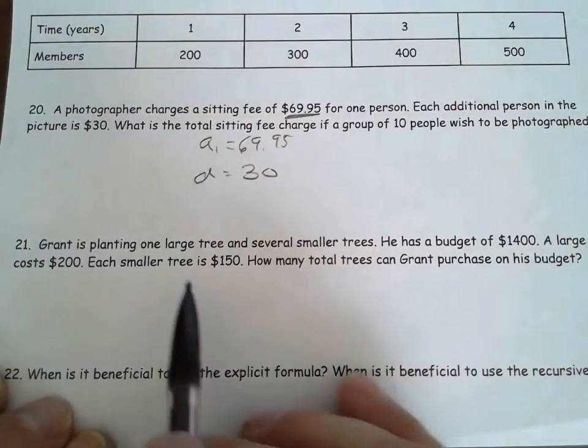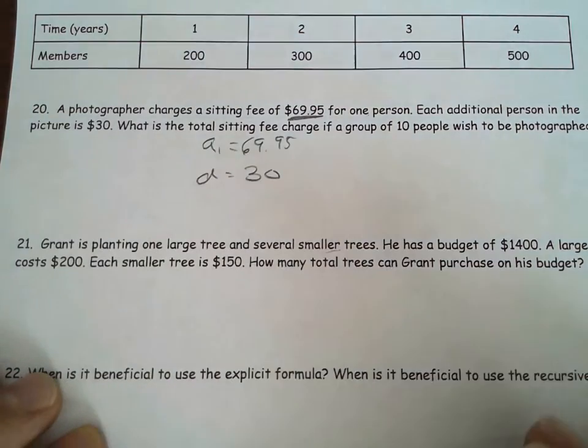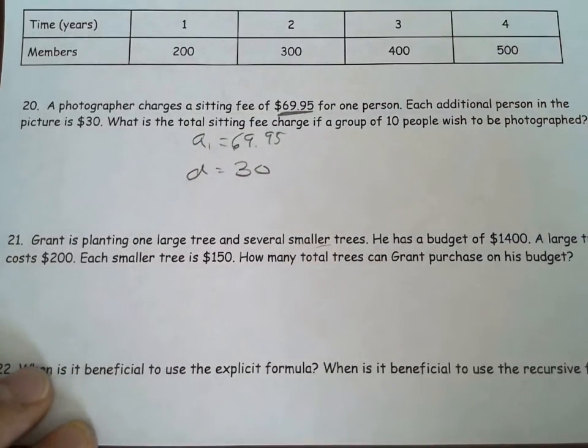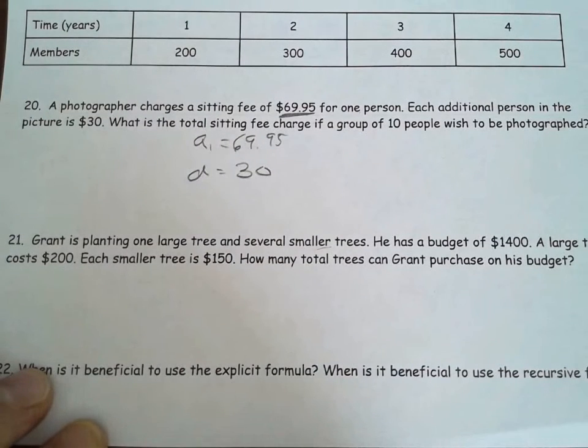Be careful with 21 because this time Grant's planting one large tree and several smaller trees. He has a budget of $1,400. A large tree costs $200. Each smaller tree is $150. How many total trees can Grant purchase with his budget?